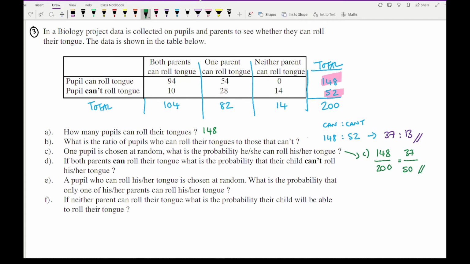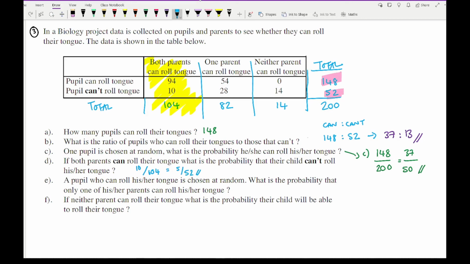Now part D then says that if both parents can roll their tongues, so we're looking at this column here, what is the probability that their child cannot roll his or her tongue? So again, we're going to make sure we're going for the right total, which in this case is 104. Now out of those 104, how many cannot roll their tongue? Well, that's going to be 10. So then all we need to do is simplify this fraction. So that's going to be 10 over 104, and that's going to give me 5 over 52.